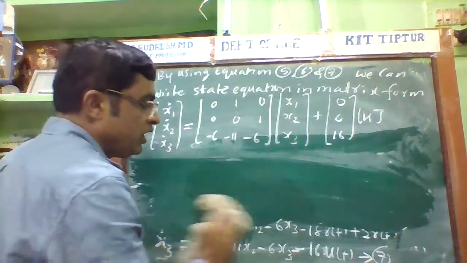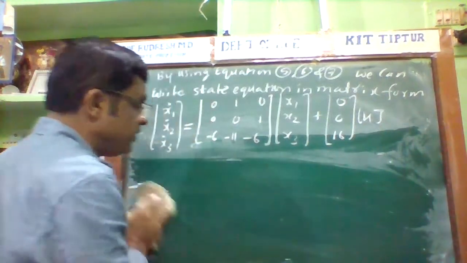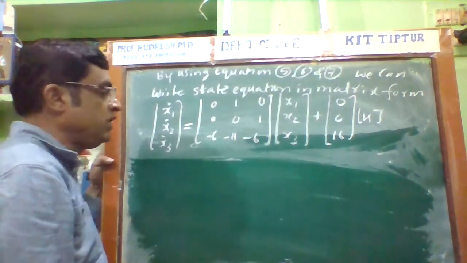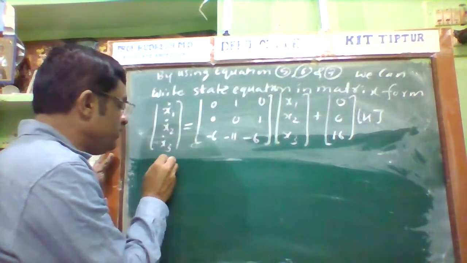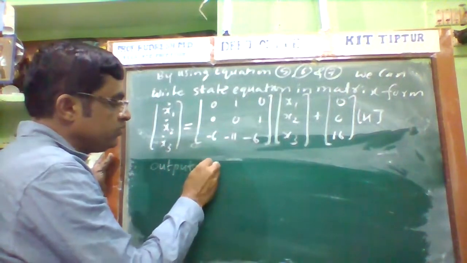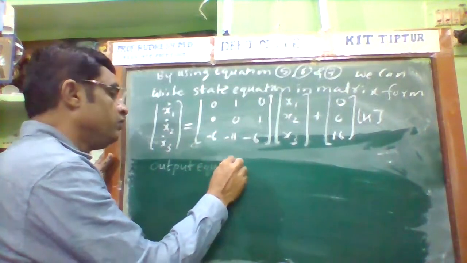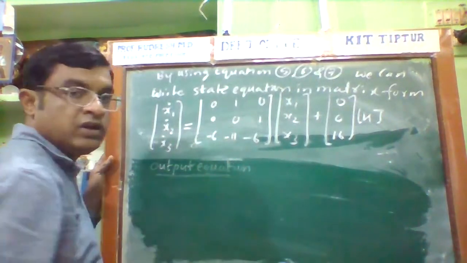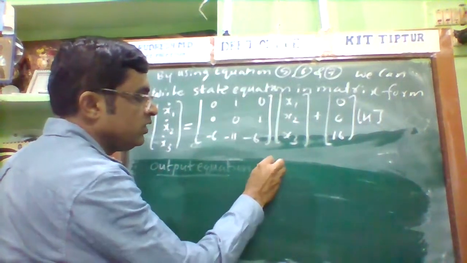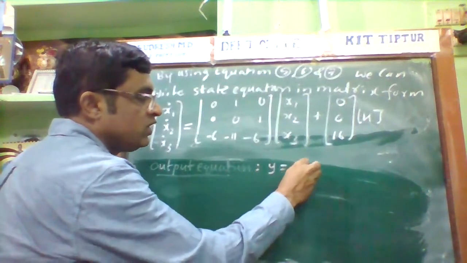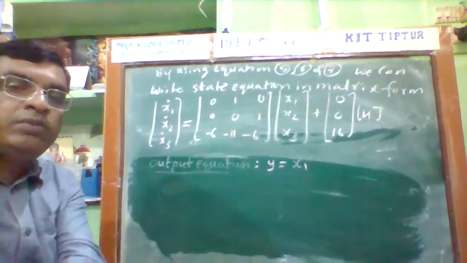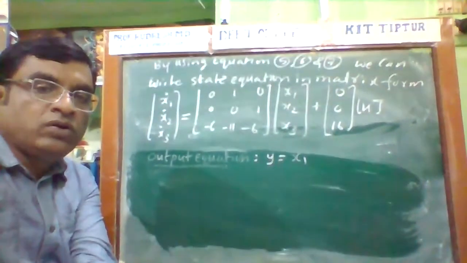Now write down the output equation. The state model is nothing but the state equation and the output equation. Now this is the state equation; the output equation I should write in matrix form. What will be the output y? We have assumed y is equal to x1. In the beginning itself, while choosing the state variables, I assumed y is equal to x1.